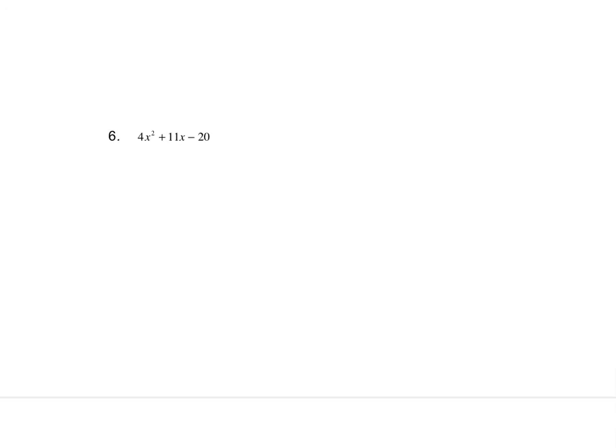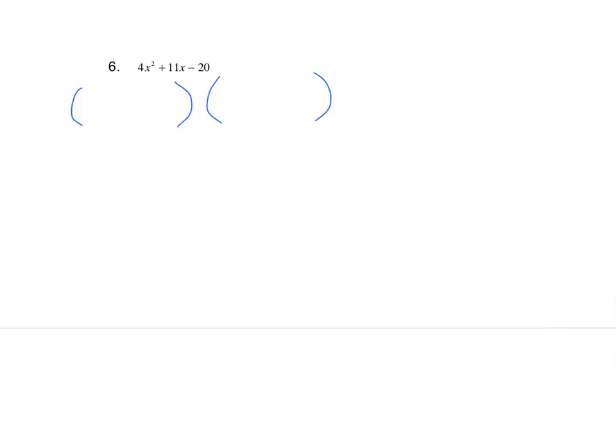With number 6, you have 4x squared plus 11x minus 20. I can't GCF it, so it looks like it's going to be the dreaded trial and error. So I'm going to set up my two binomials. Now, for 4x squared, I can have a couple of things. I can have 4x and x, which I'll write, or I can even have 2x and 2x.